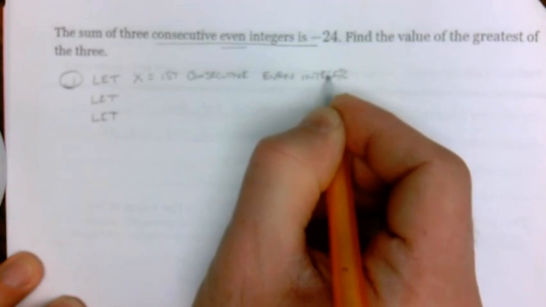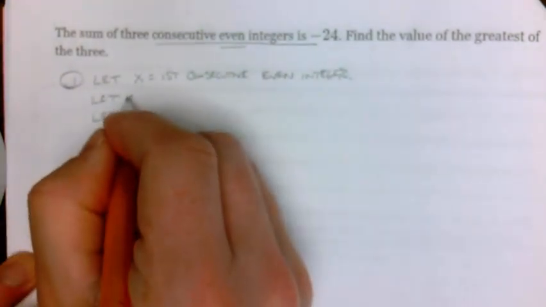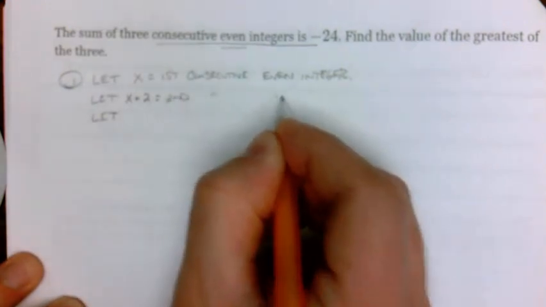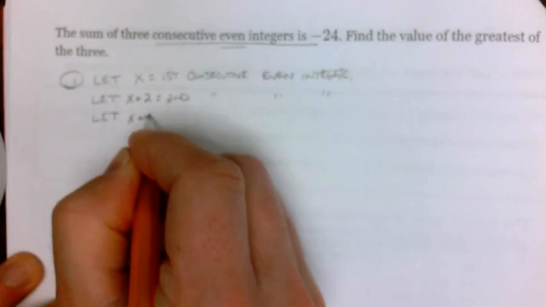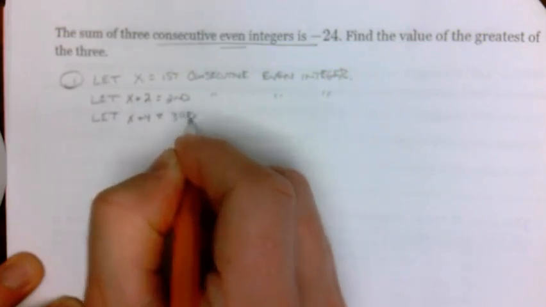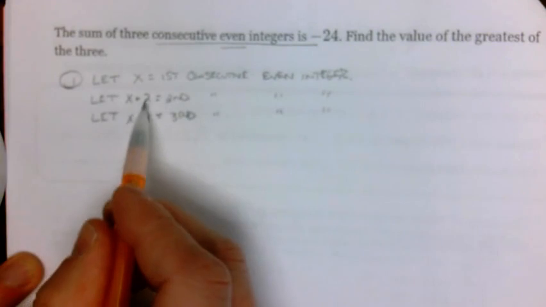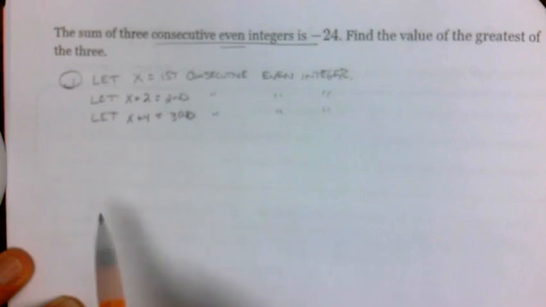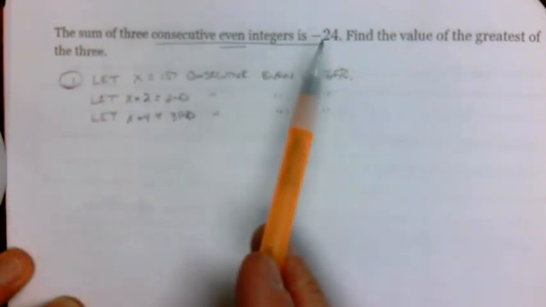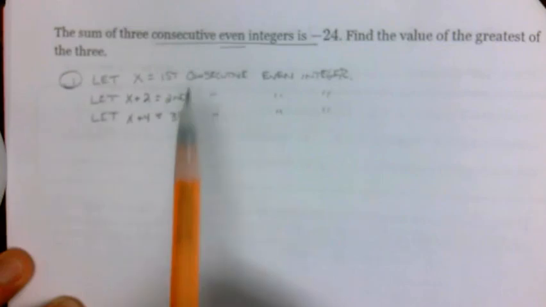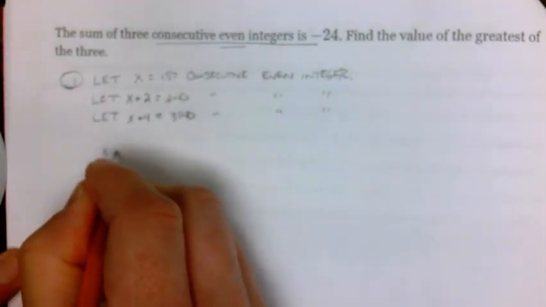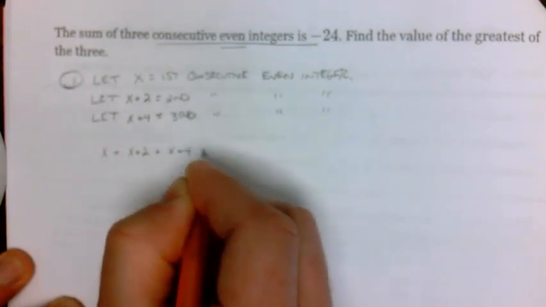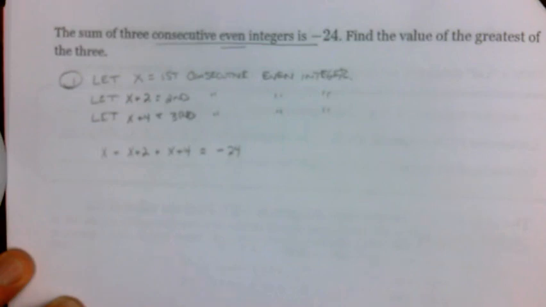Now, if x is an even number, to get to my next even number, I have to take that and add 2 to it. So x plus 2 is the second consecutive even integer. And that means x plus 4 is going to be the third consecutive even integer because I had to add 2 to the previous one to get to the third one. So these are my three consecutive even integers. Their sum is negative 24. So I'm going to add these together: the first even, x, plus the second even, x plus 2, plus the third even, x plus 4. Their sum is negative 24.